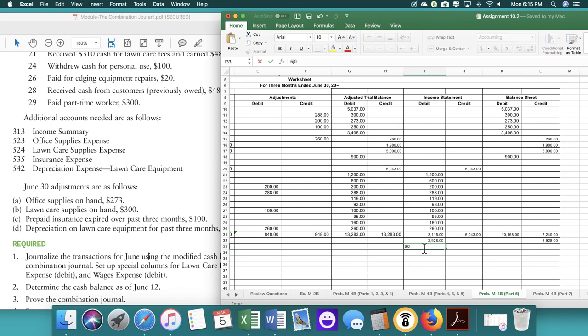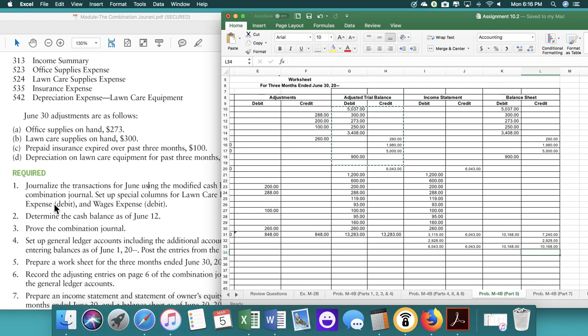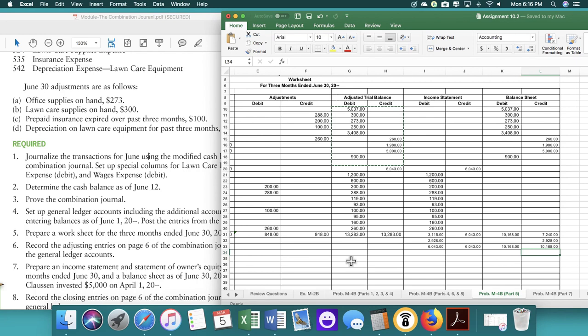So now we can just enter in our totals. So we have 6043, 10,168. Okay, and that is all there is to step 5. If you have any questions, let me know.